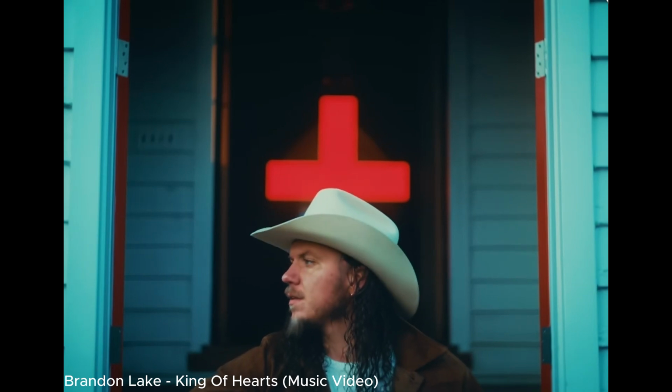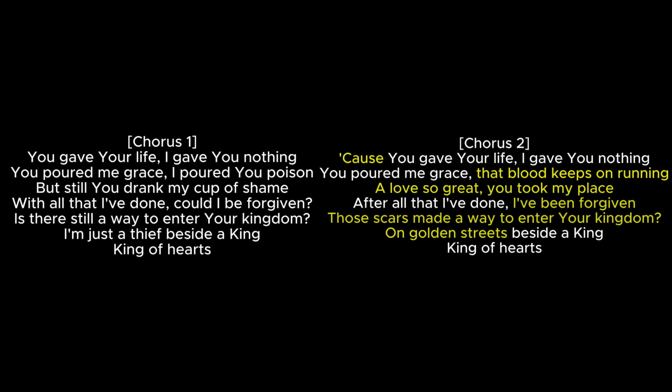Now, another example of the lyrics slightly being altered in a chorus is King of Hearts by Brandon Lake. On your screen is both choruses to the song King of Hearts. Now, the first difference technically is the word cuz, but that doesn't matter. In the first chorus, on the second line, it says, I poured you poison. However, in the second chorus, it says, that blood keeps on running. Now, the third line is completely different. The fourth line is a question, and on the second chorus, it's pretty much the answer to that question.